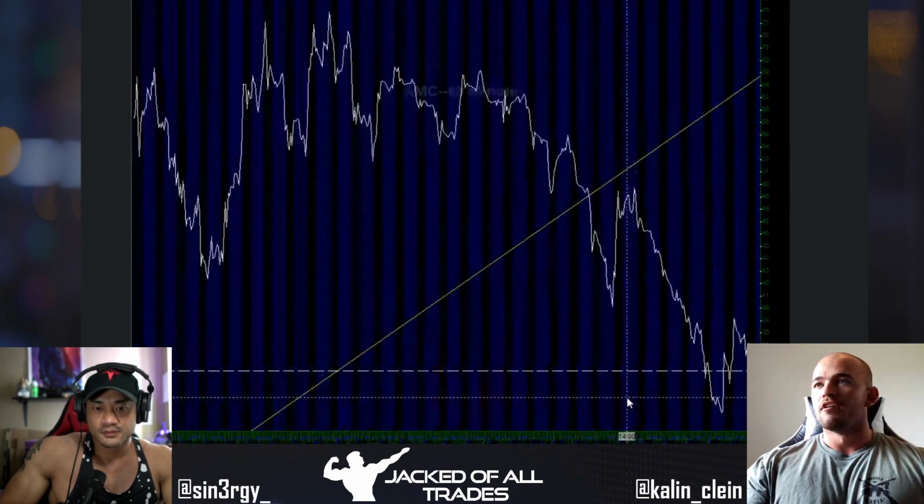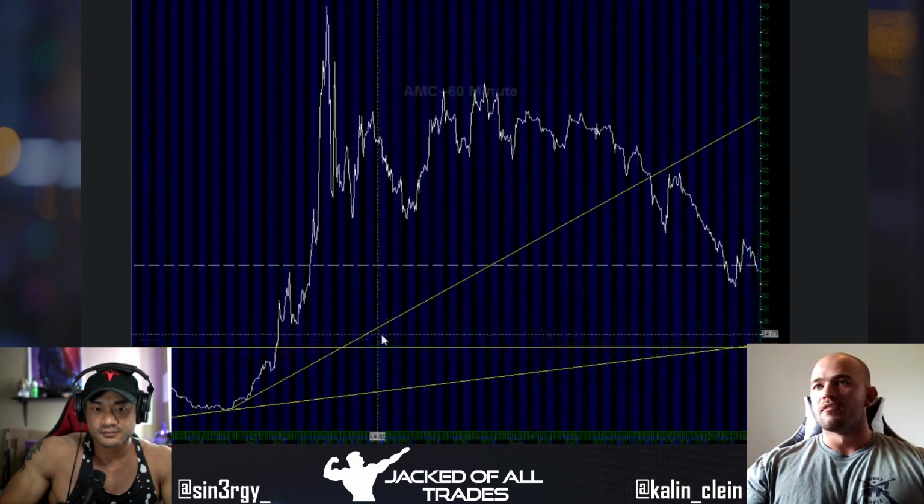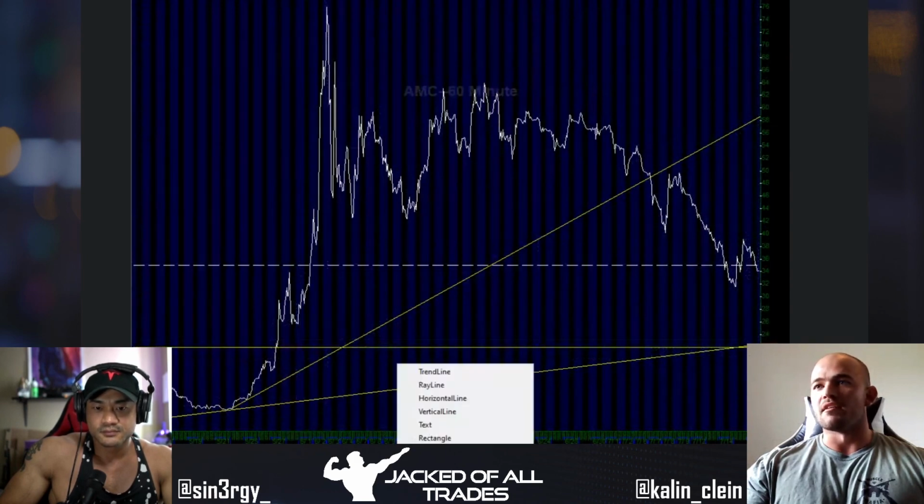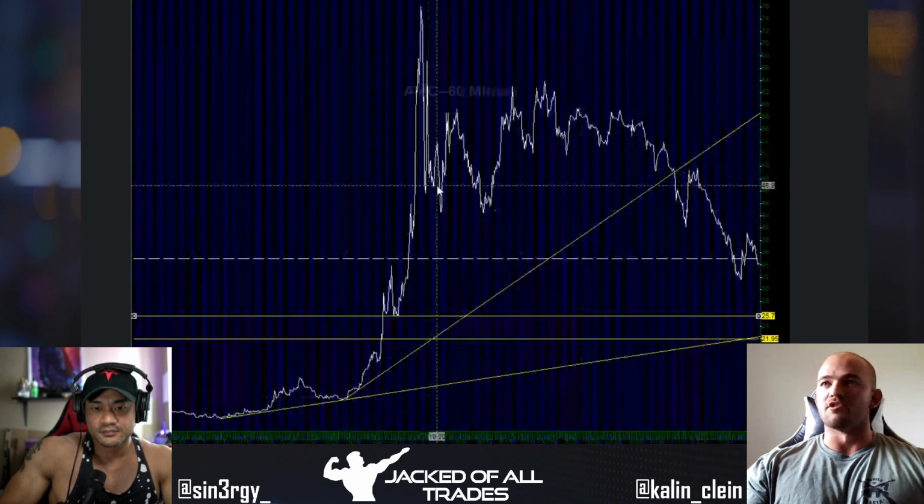So if you zoom out, they intersect over here. There's also this base here. So I bet you in the next week we're probably going to see AMC come down. I would say probably close to maybe 26 bucks. It might come down to 22, and then it'll bounce again, and we'll see how high it bounces. We'll just basically do the same thing we're doing here.